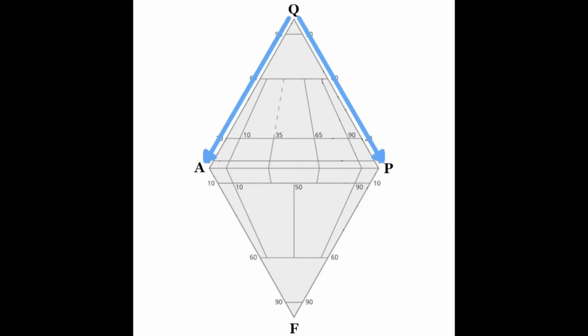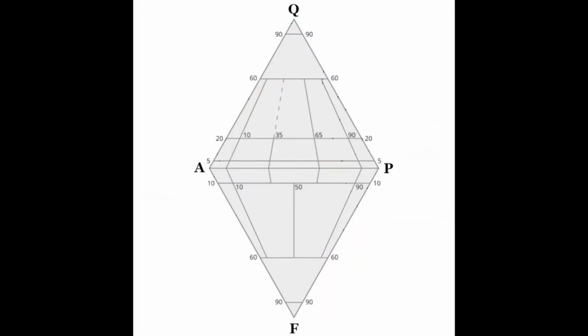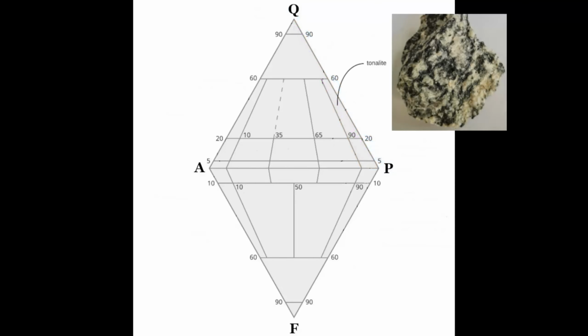Each of the points represents 100% of the respective mineral, which then decreases in amount until it hits 0. So if we have a rock that has a high percentage of quartz and plagioclase feldspars, no feldspathoids, and very little to no alkali feldspars, it would sit over this side of the diagram. Then we would have to determine the ratio of quartz to plagioclase feldspars and the amount of mafic minerals to determine exactly what rock we're looking at.